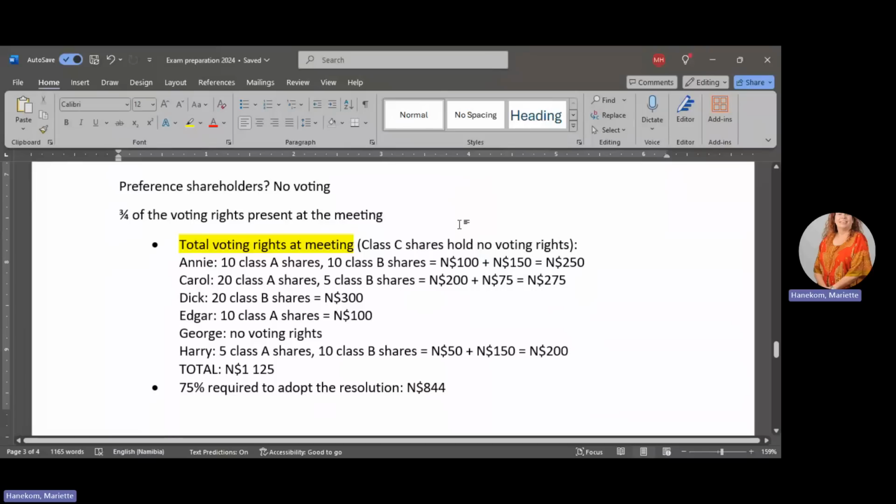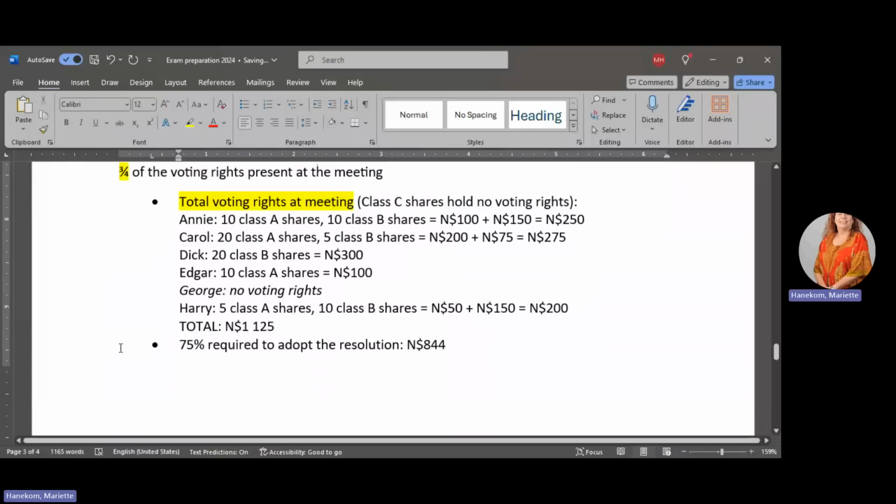I copied and pasted the model answer there for you to save some time. You literally take those shareholders one at a time and do the maths. 100 plus 150 equals that, etc. Working only with Class A and Class B. So George doesn't have any voting rights because he only has Class C shares. And you get your total. So we've got the voting rights present at the meeting. We need 3/4 of those. You need to calculate what is 3/4.